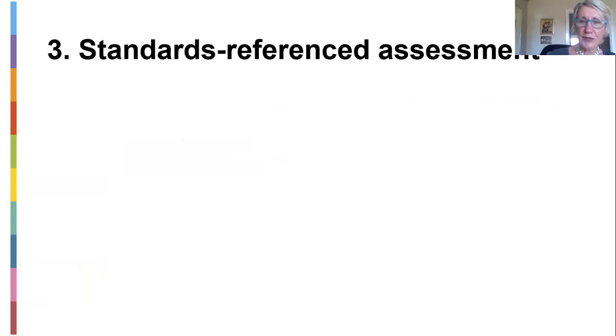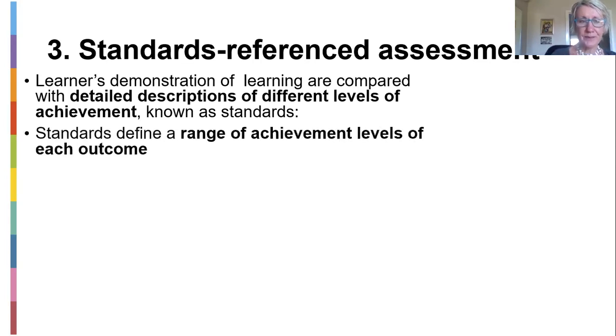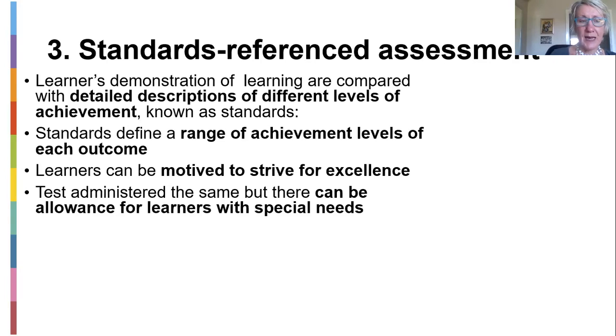Okay, now we get on to the standards reference, which is closest to the CAPS. Learners' demonstration of learning is compared to detailed descriptions of different levels of achievement. So if you remember the CAPS document, they've got 1 to 7. So if I've got a 6, that shows you where I am according to these different levels. And there's a range of achievement levels with each outcome. So remember, 7 is from 80 to 100. So it could be 80 to 85, 85 to 90, 95 to 100, and so on. And this might make the learners more motivated to strive for excellence.